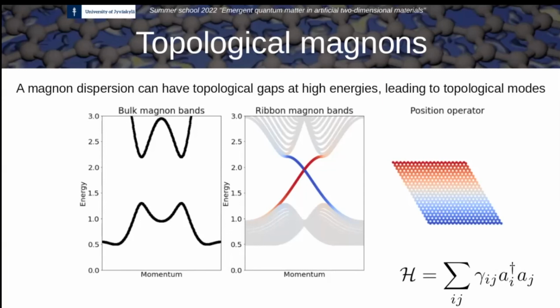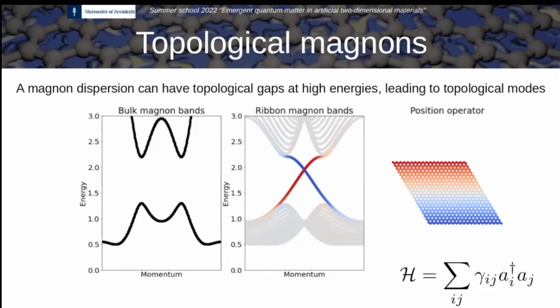Yes. How do I move my magnetic chemical potential? How can I move it? Yeah, that's a very good point. So in principle, you can't. Let's say the magnetic chemical potential is at zero.